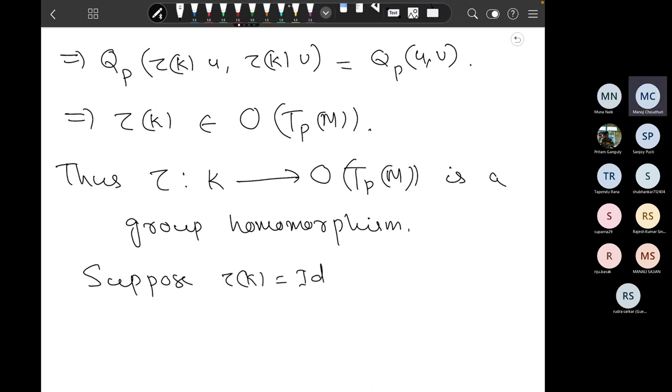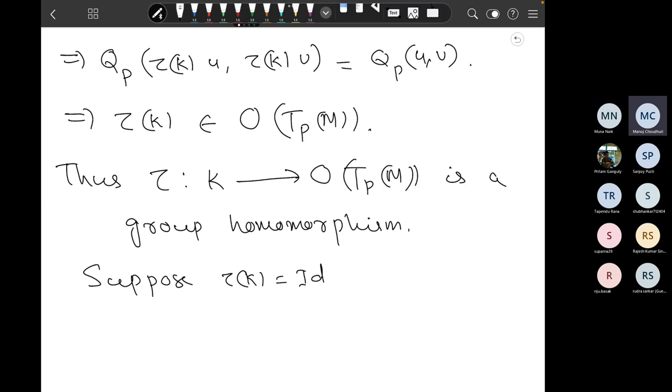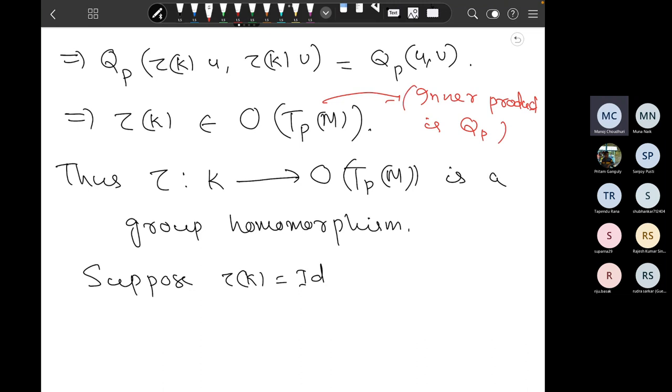What do you mean by orthogonal group of T P M? So really, on T P M there is an inner product Q P, right? With that inner product, any K action by K is an isometry, so of course it will preserve Q P. That's what I am writing. So d K P is the identity.